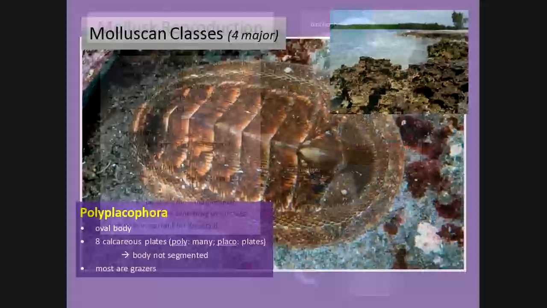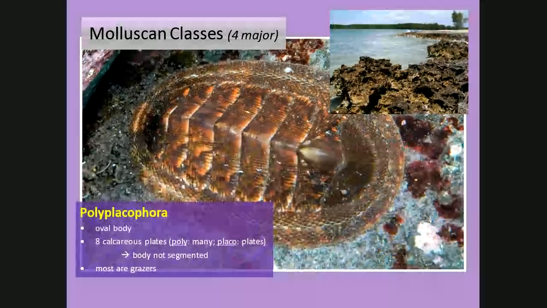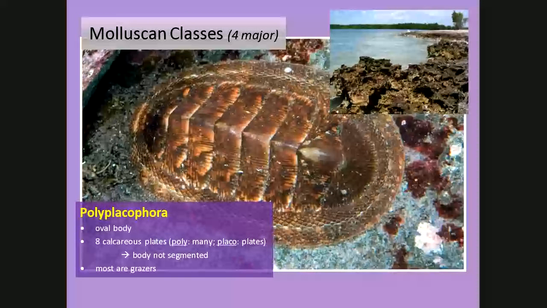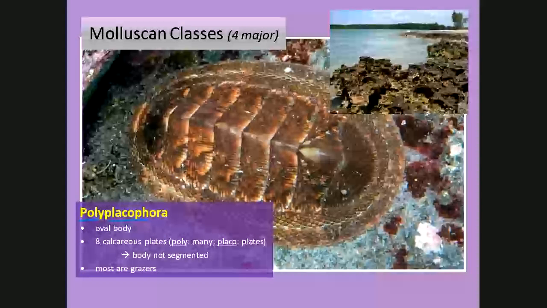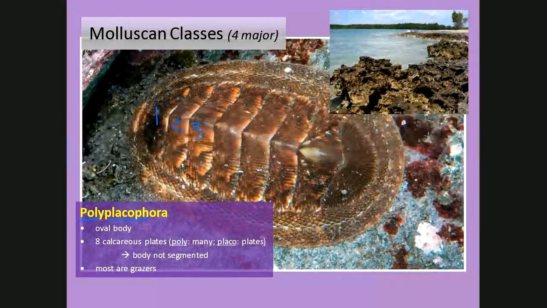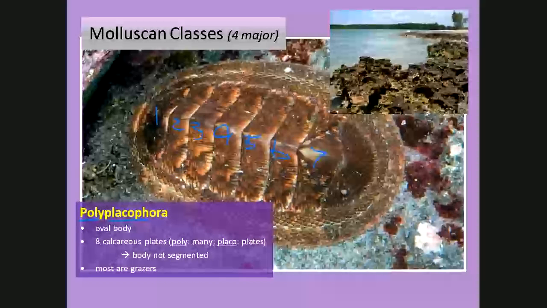Okay, 4 big groups of mollusks, the 4 major classes. First of all, the chitons that I mentioned before are the Polyplacophora, many plates, placophores. Chitons are identifiable because they have 8 plates. 1, 2, 3, 4, 5, 6, 7, 8. 8 dorsal plates, 8 calcareous plates.